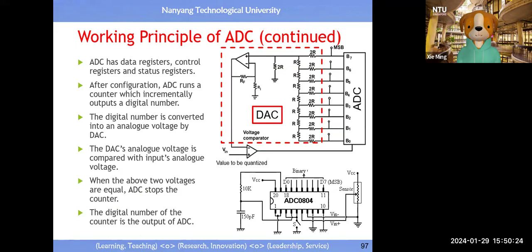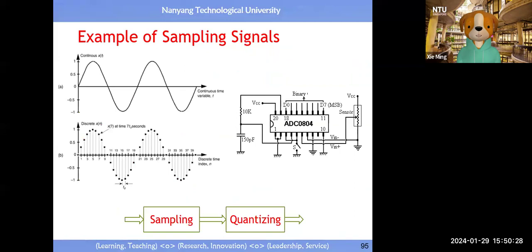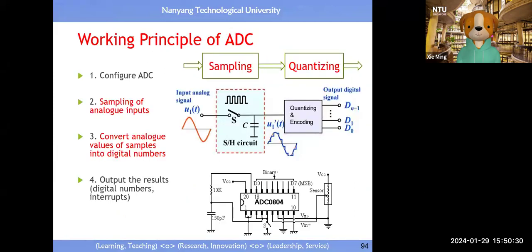Next is how to convert. To do sampling is very simple. Sampling is like you just switch on, take a sample, right? You copy this signal. You just switch. You see the switch S1. It's very simple. Just periodically read the analog signal. The complicated part is how to do quantization.